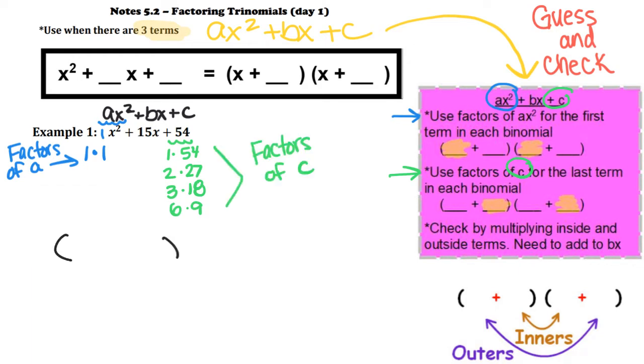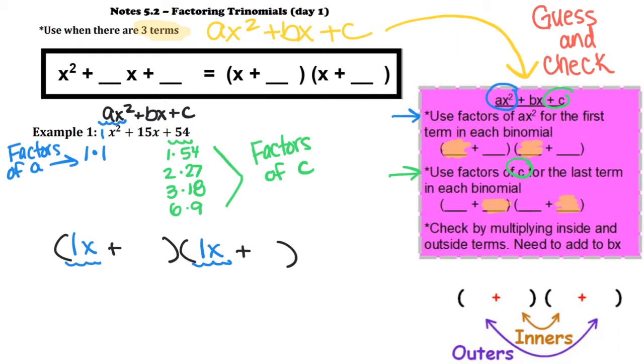So this is where I'm going to set up my two binomials. I'll put a plus to separate the two spots. So remember, our steps said to use factors of ax squared in the first spot in each binomial. And since I only have one x squared, I'm going to use 1x in the first spot of each binomial.